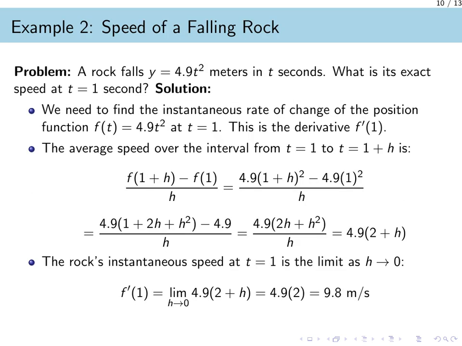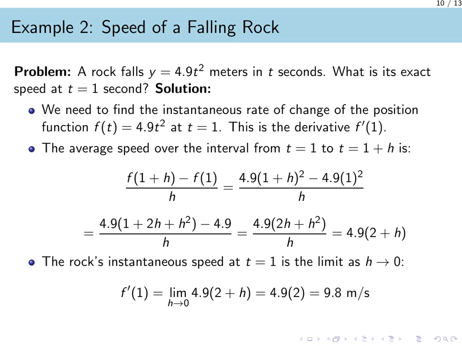Let us now use the derivative to find the exact speed of a falling rock at a specific moment, which is a powerful application of this concept. We are looking for the instantaneous rate of change of the position function, f of t equals 4.9 t squared, at the time t equals 1. To do this, we first set up the difference quotient, which represents the average speed over a tiny interval h. This is the fraction with f of the quantity 1 plus h minus f of 1, all divided by h.